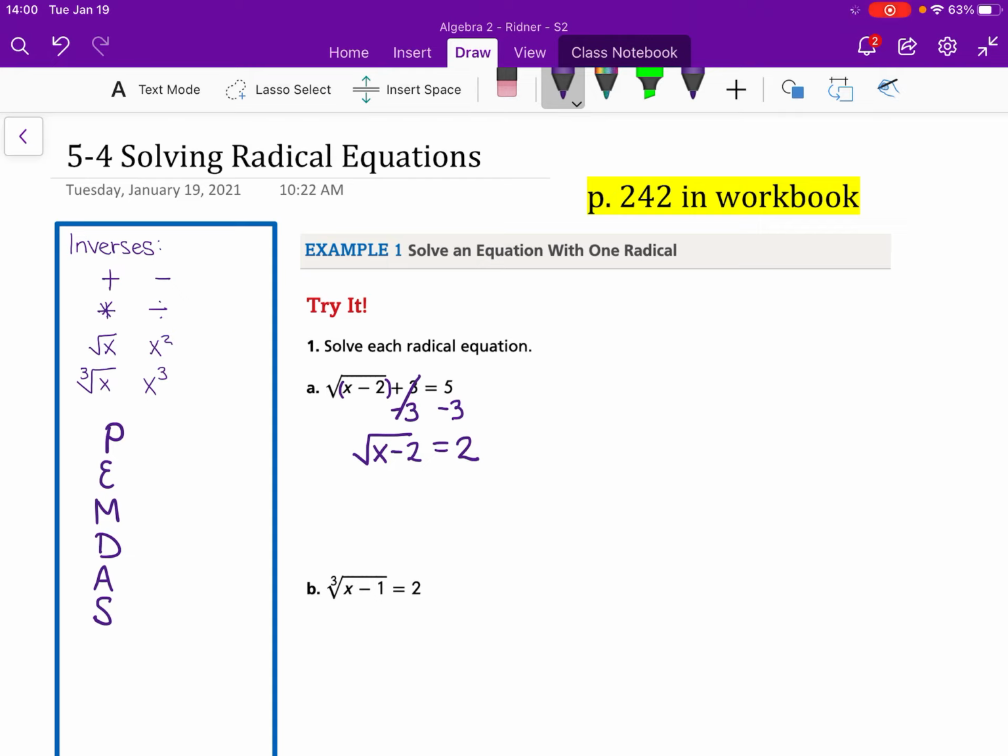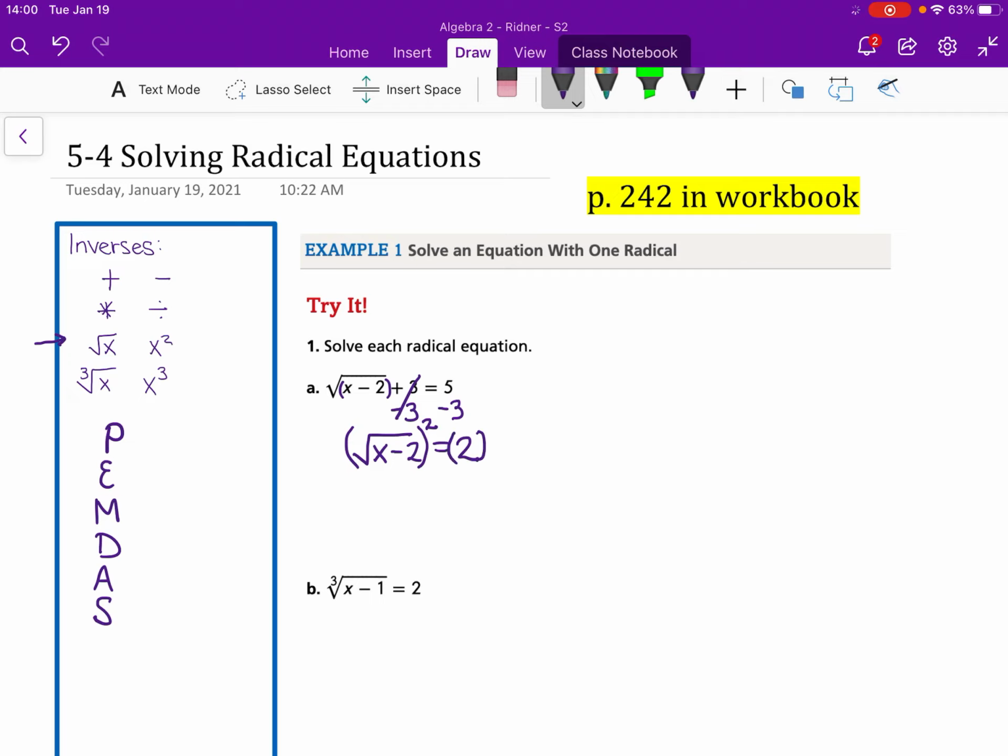Is there anything being multiplied or divided? No, but then we get to exponent. And it doesn't look like an exponent right off, but the inverse of a square root is x squared, which is an exponent. So therefore, to get rid of that square root, we are going to square something. So we talked about last class how the square root of x times the square root of x is just x. That's because when we square something, it cancels.